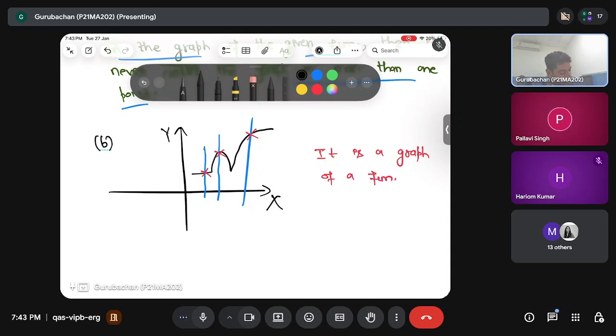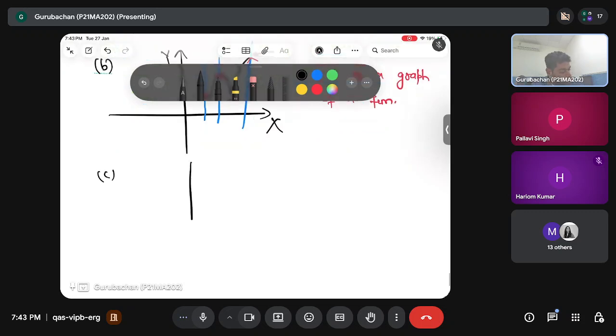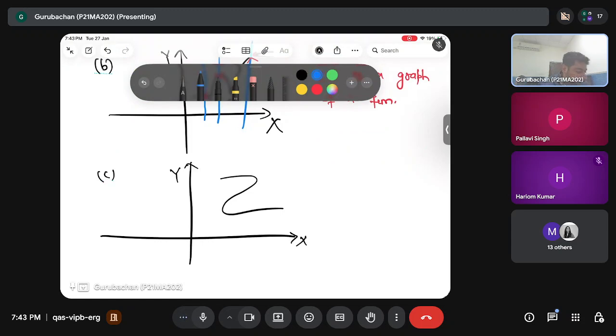Next, is it a graph of a function? No, sir. Why? This vertical line cuts 2 points at a time, in fact 3 points.